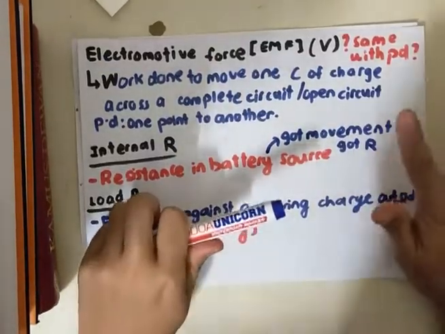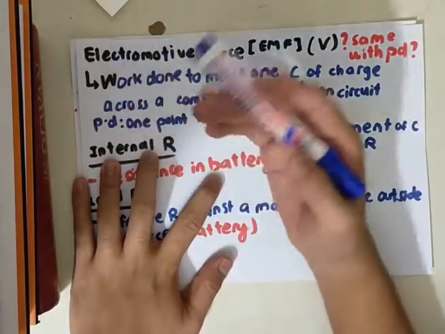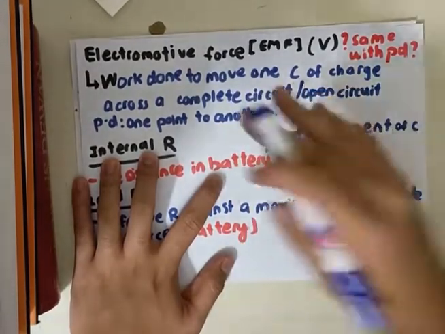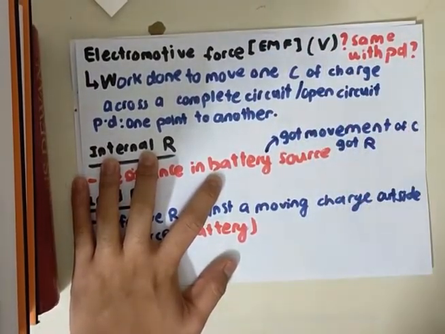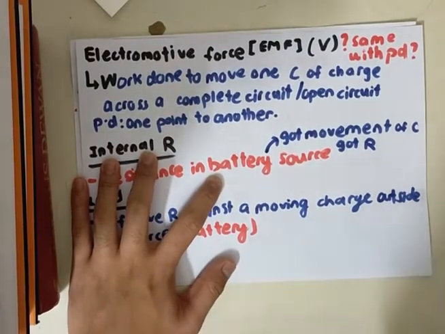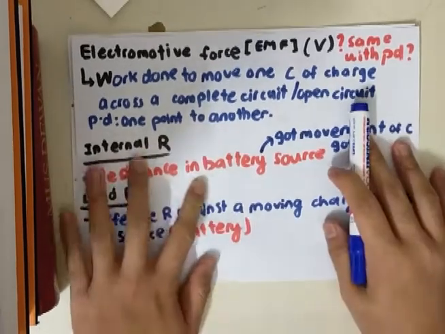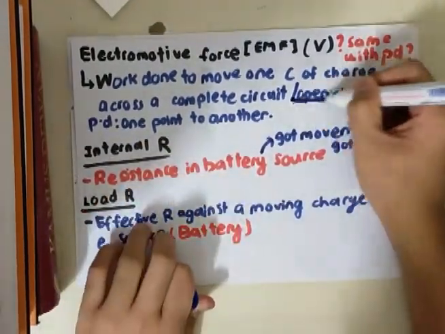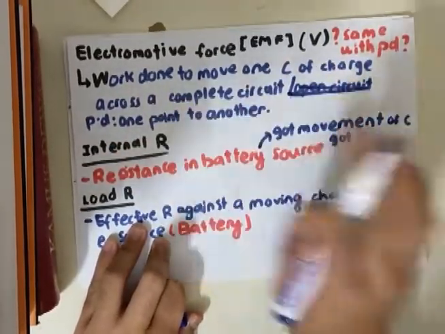So electromotive force is what we'll be learning next. It has the same symbol as potential difference, which is voltage. Does that mean it's the same as potential difference? I would say no, because there are definitely some similarities and some differences between them. The definition of electromotive force is the work done to move one coulomb of charge across a complete circuit.